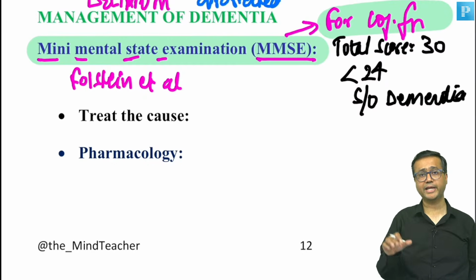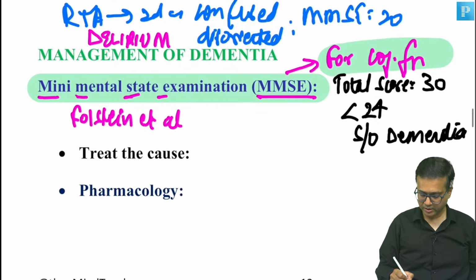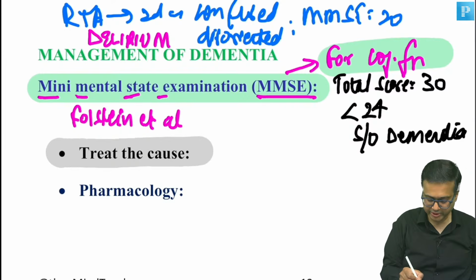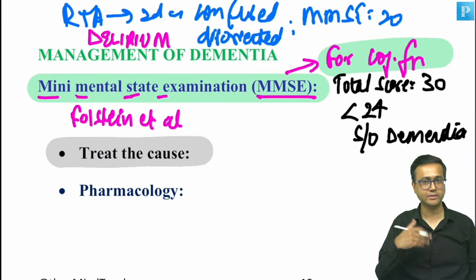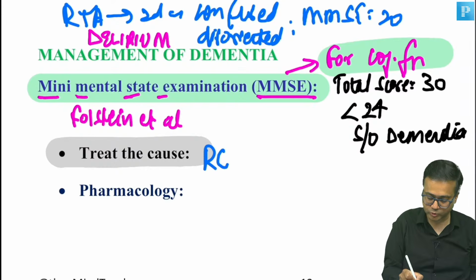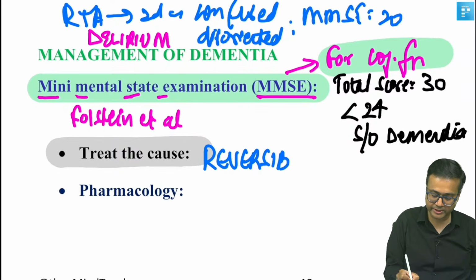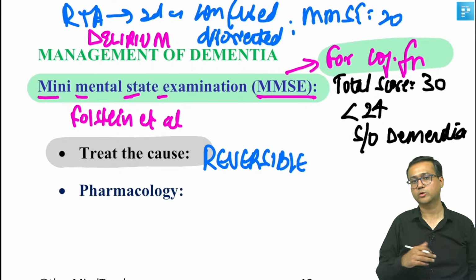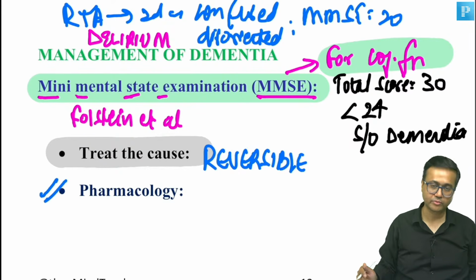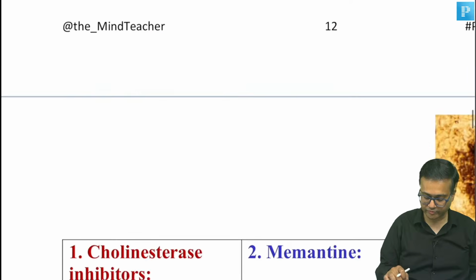Now, in the management of dementia, let's come to it. The first important point I have mentioned is to treat the cause. Why treat the cause? Because we know that there are some causes which are reversible. So please identify if the patient has any reversible cause and treat it, because we can reverse some of those causes. Let's discuss the pharmacotherapy, and this is a very important table.